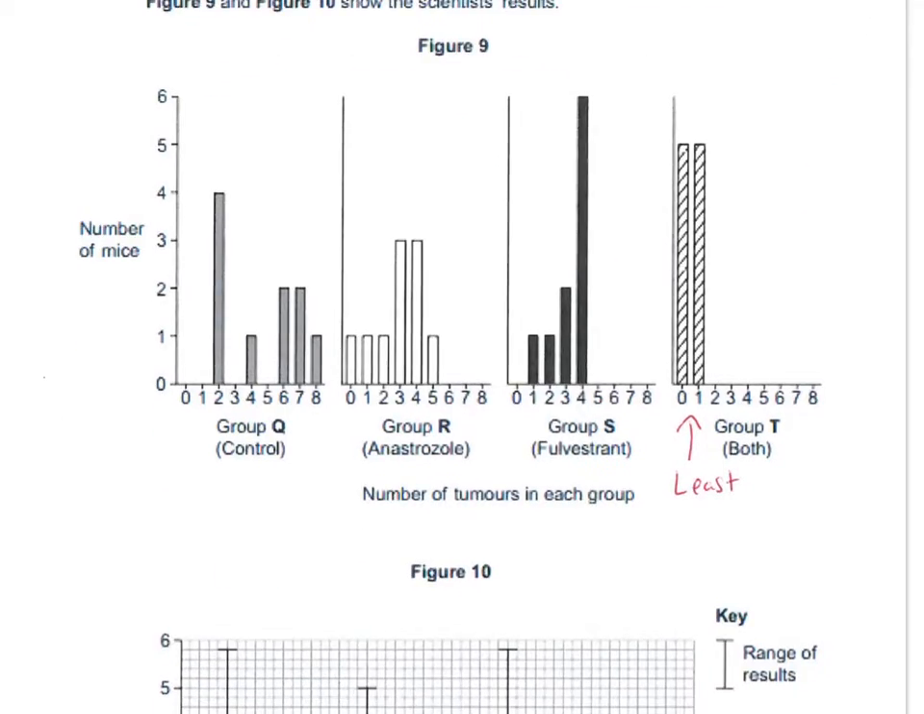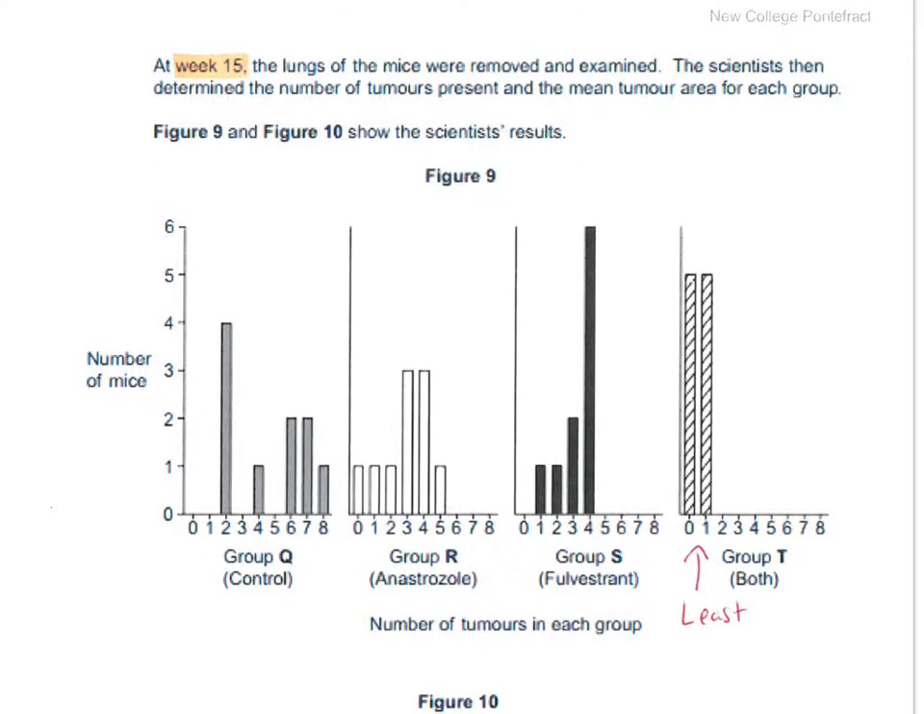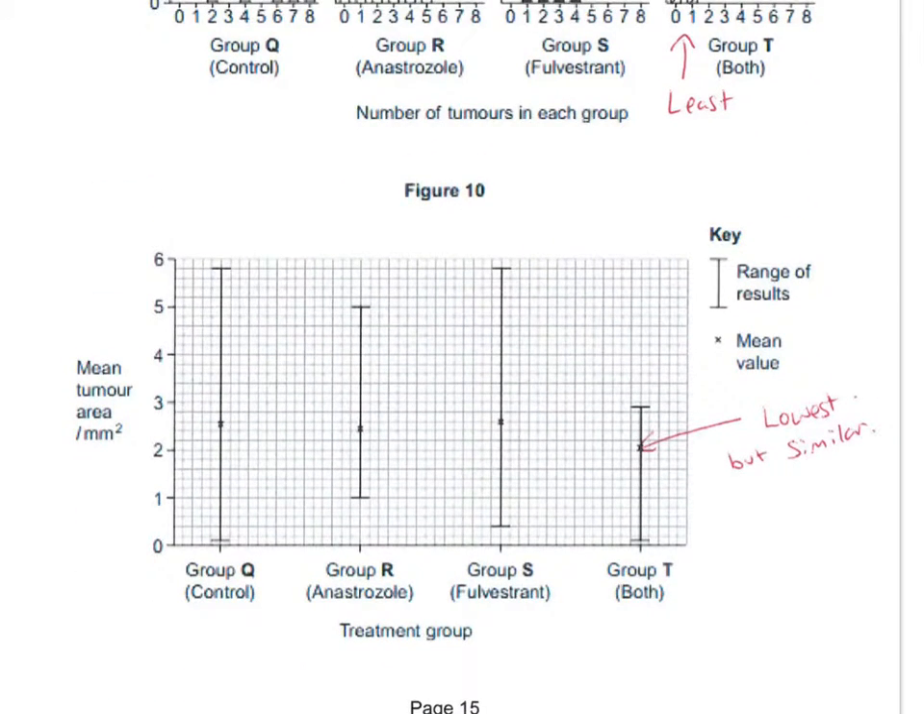Things that we should have been annotating on here. Again, this is to help the very last question, the evaluation question. That's the only question left to go now. It was only done for 15 weeks, the final results, so you could not necessarily see the maximum effect of the drug. We can see that there are the least number of tumours with both drugs, much fewer than all the other groups. We can also see that it has the lowest mean area of tumour, so the tumours are smaller. We've also got the lowest top range. So that's two good points there: lowest mean, lowest top range.